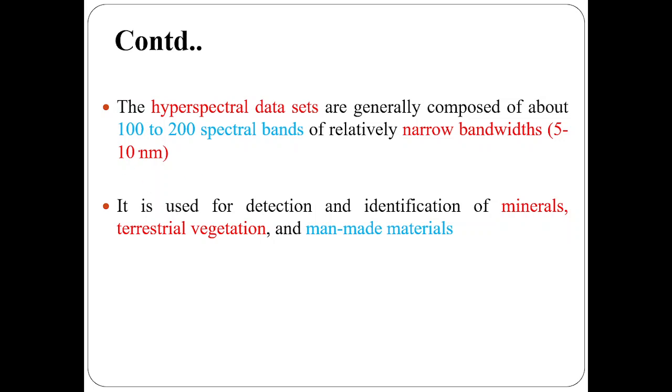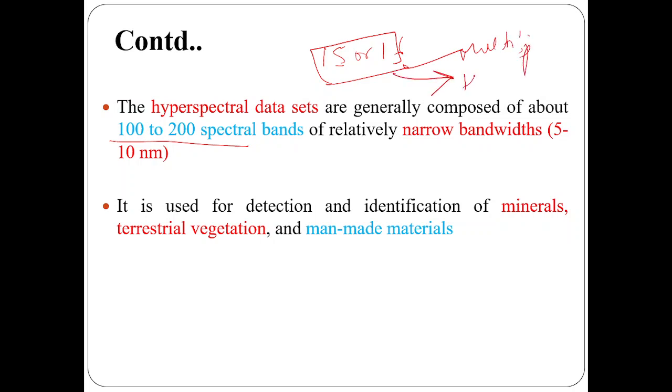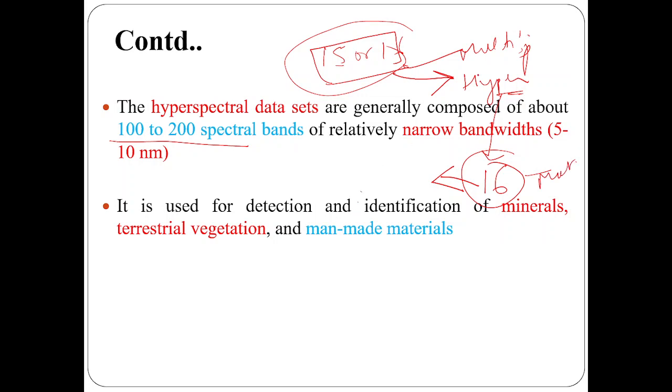As I said earlier, it contains almost 100 to 200 bands. When we talk about multispectral, it will contain up to 15 or 16 bands. Up to 15 or 16 bands it is multispectral, and whenever it goes above 16, it will come under hyperspectral. So the main difference is that hyperspectral remote sensing must contain at least 16 bands, because 16 bands or a lower number will always give multispectral remote sensing. It will not be a topic of hyperspectral.